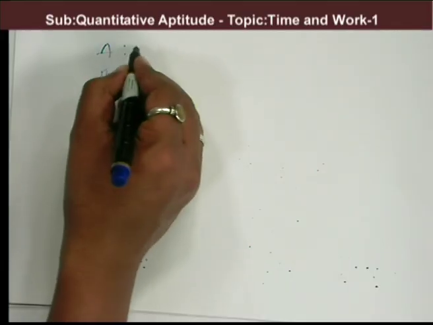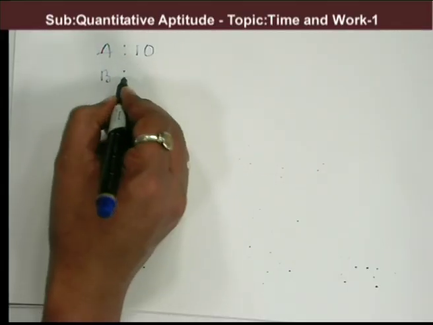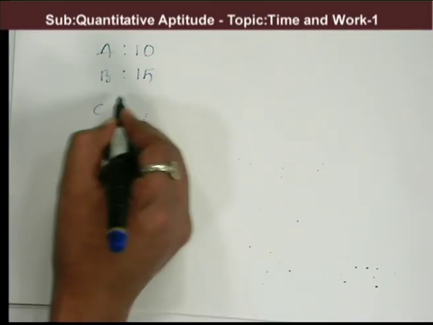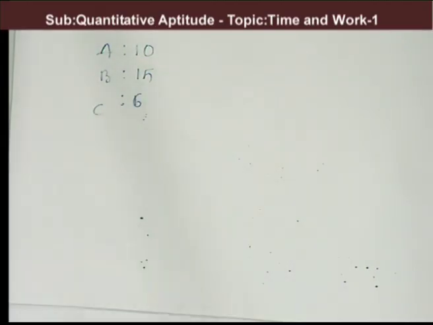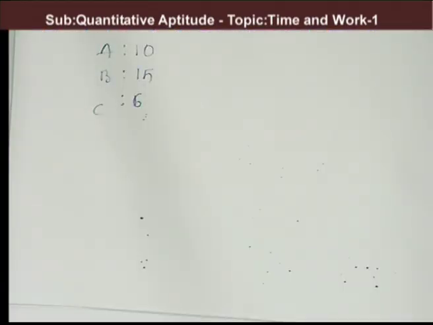If A can complete the work in 10 days, B can complete the work in 15 days, and C can complete the work in 6 days, in how many days will the work be completed? For example, this is the problem. In this problem, how many are working? A, B and C are working.